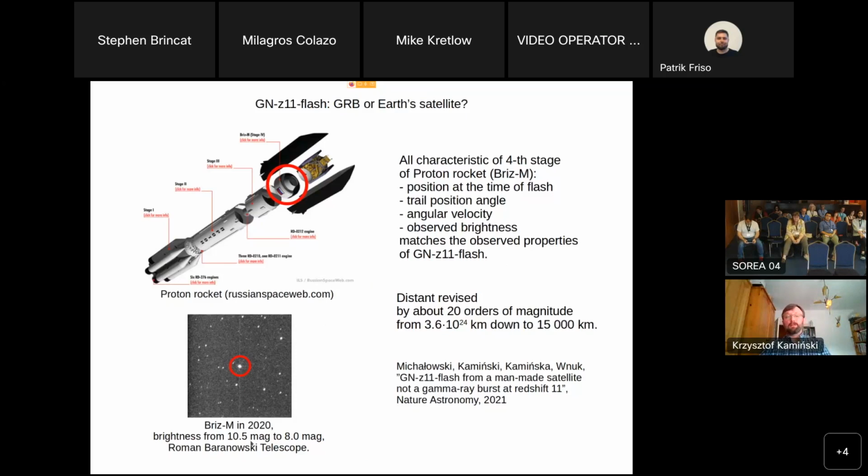The satellite was roughly at 10 magnitude, but it was visible in the slit of the spectrograph only for a fraction of a second, so it could very easily have looked like a target of 19 or 20 magnitudes, as was estimated for the flash. So, concluding, after our investigation, we revised the distance to that flash by 20 orders of magnitude, from one of the most distant objects in the universe to one of the closest, actually. So that's a great example.